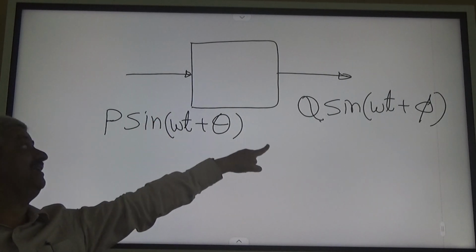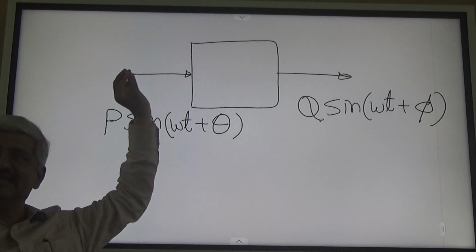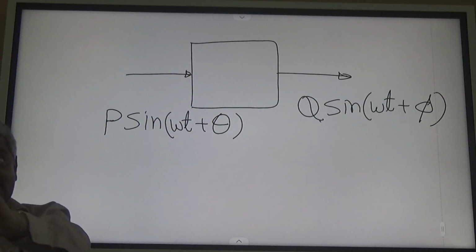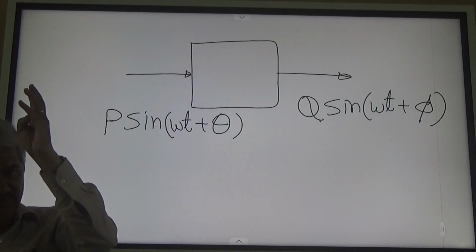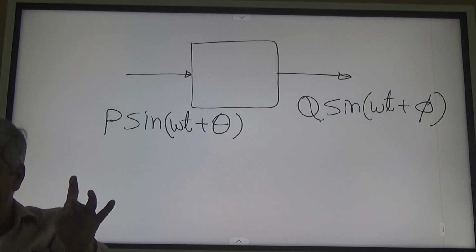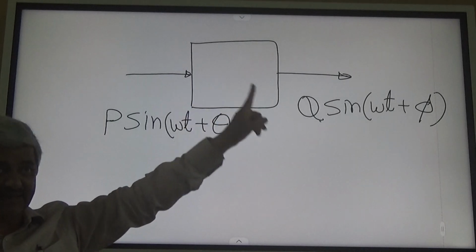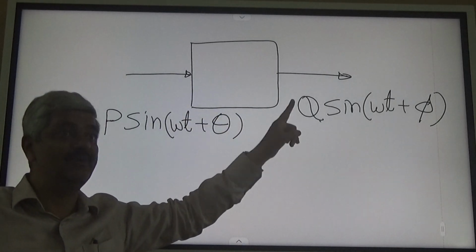So ultimately the output of any circuit which includes, and this is a linear circuit, diodes do not work here. In linear circuits: R, L, C, amplifier acting in the linear domain appropriately, and adder. So the output is always a sine wave Q sin omega t plus phi.